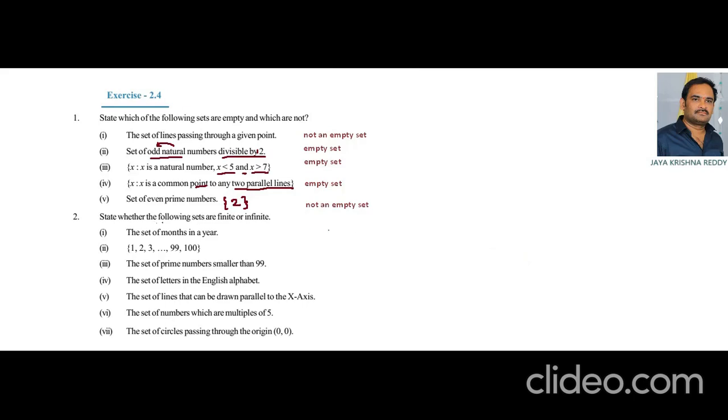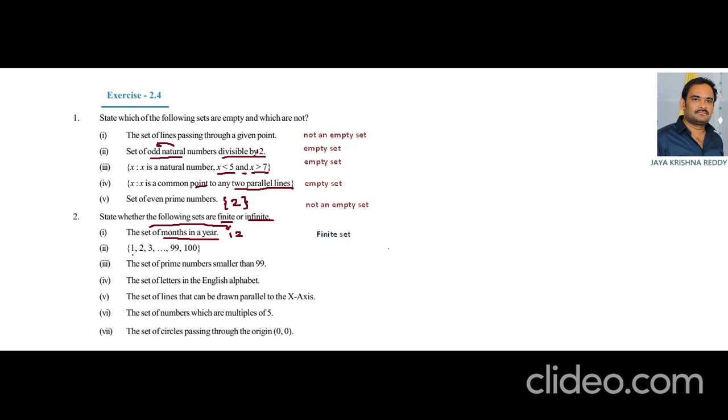And in the second question, state whether the following are finite or infinite. So we have to identify whether the given sets are finite or infinite. First one, the set of months in a year. How many months are there in a year? 12 months are there. That means in that set, 12 elements will be there: January, February, March, up to December. 12 elements are there. So 12 is countable. So this is a finite set.